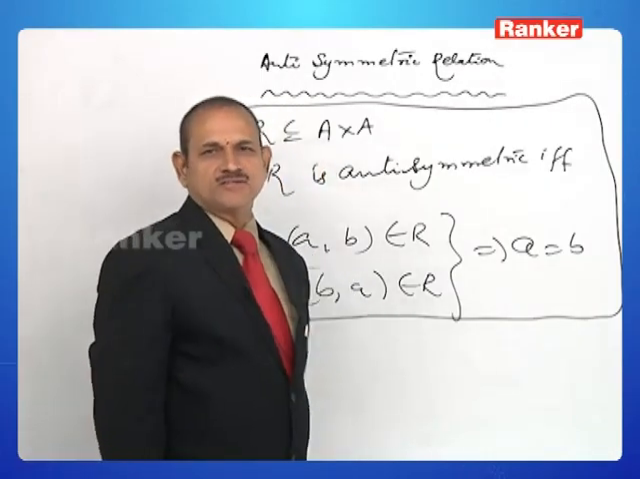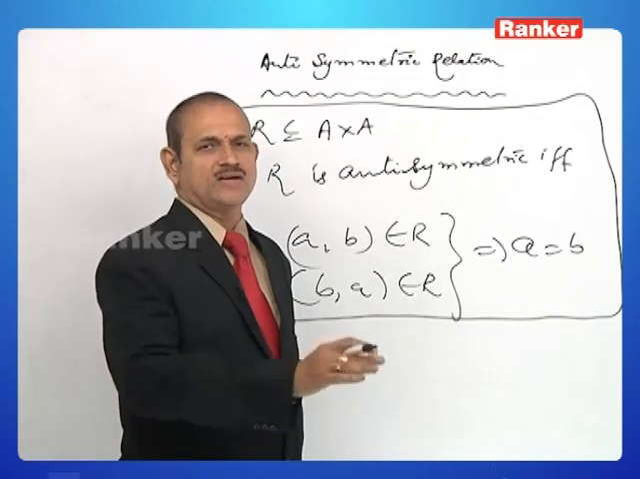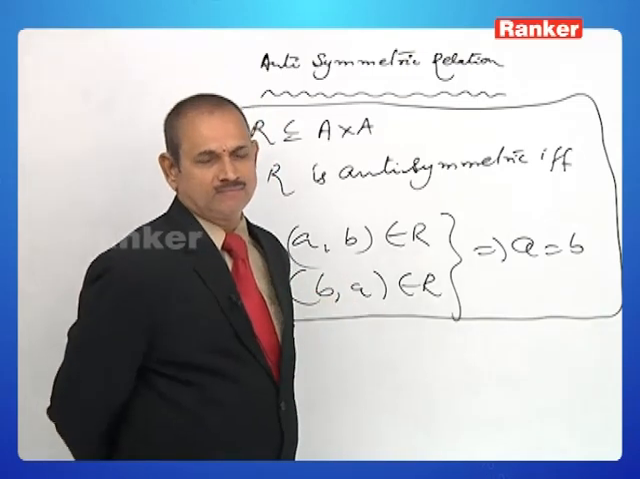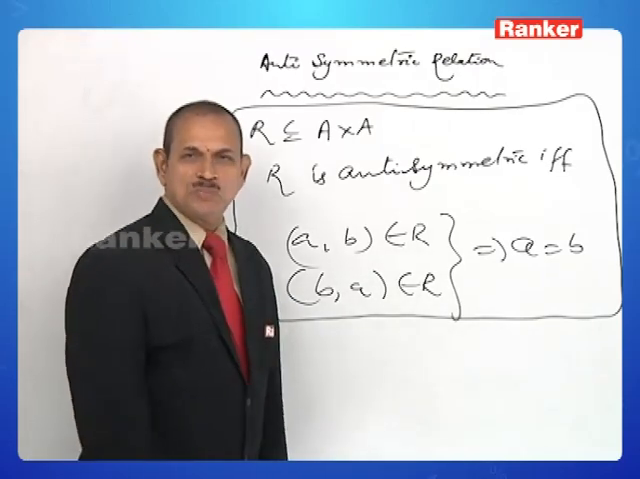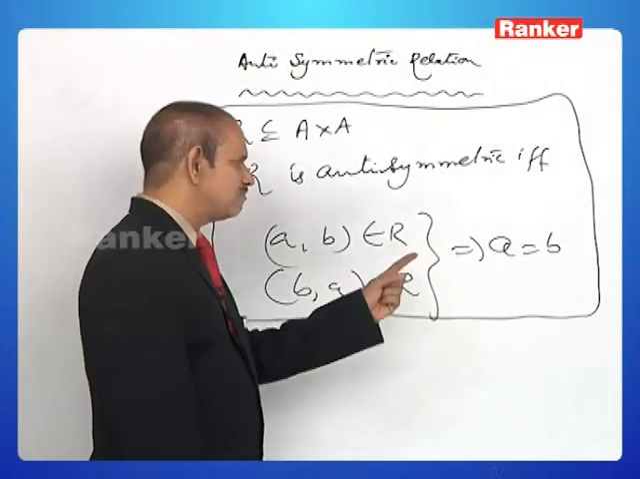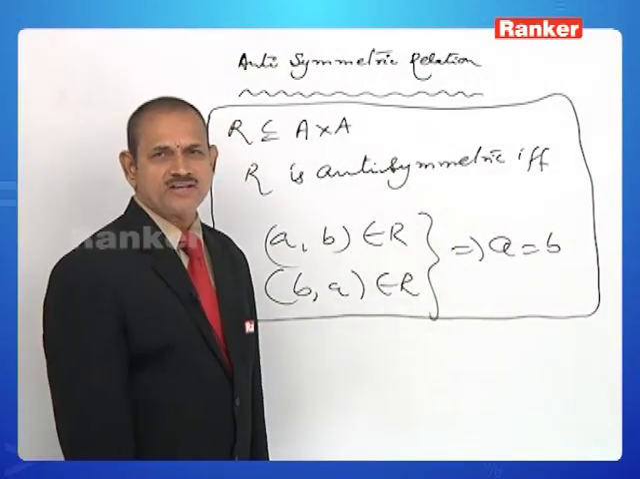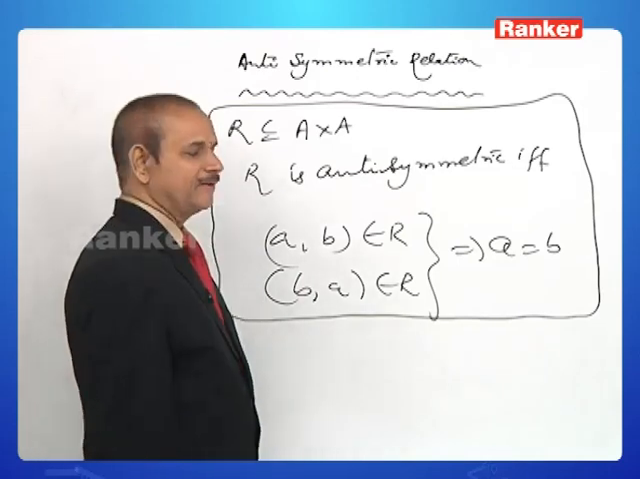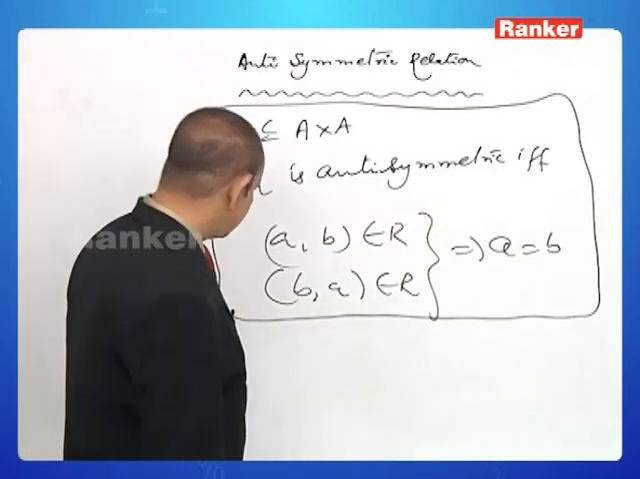You observe the definition. What is the case of symmetry? If a is related to b, then b must be related to a. What is antisymmetry? If you have two pairs such that (a, b) belongs to R and (b, a) belongs to R, then you must have a is equal to b. There are very few such relations here. Let us study the nature of antisymmetric relations.